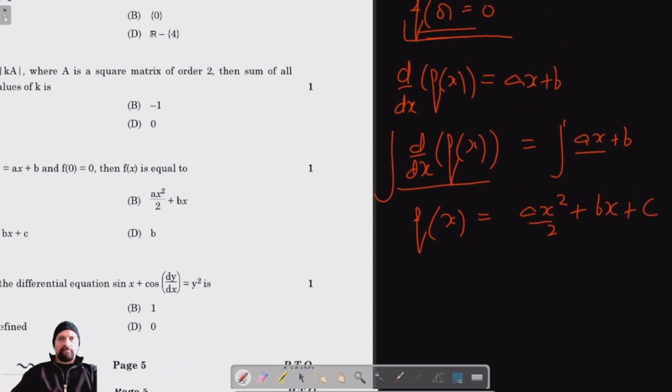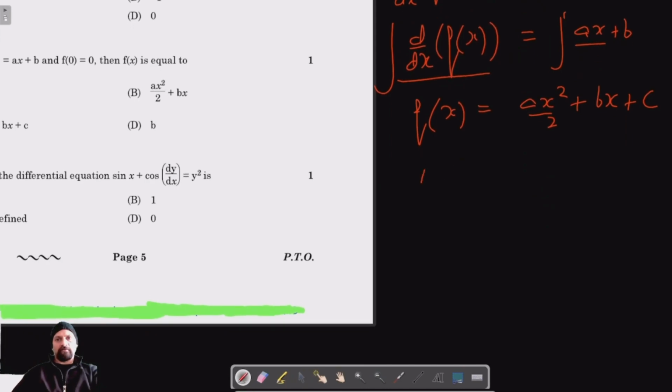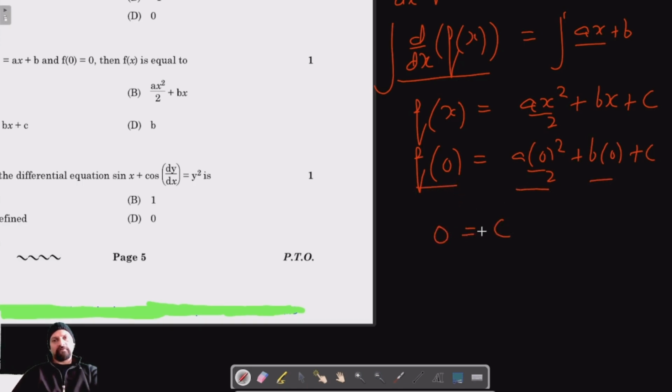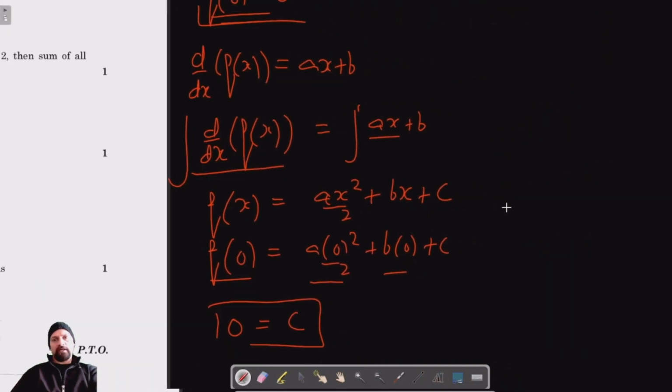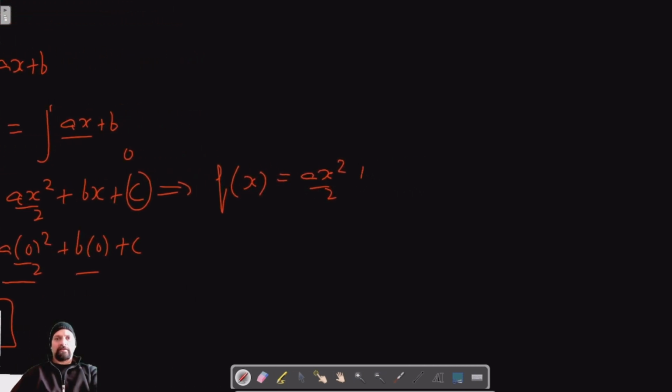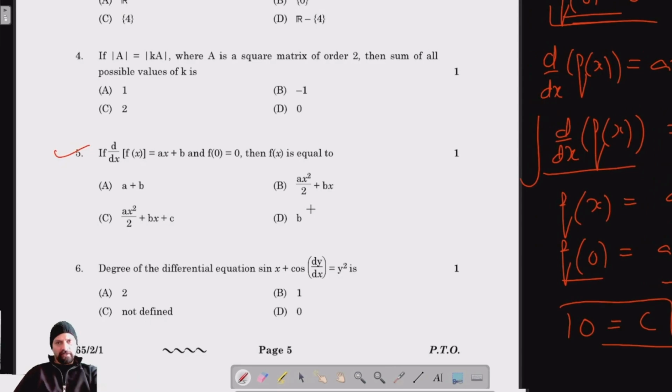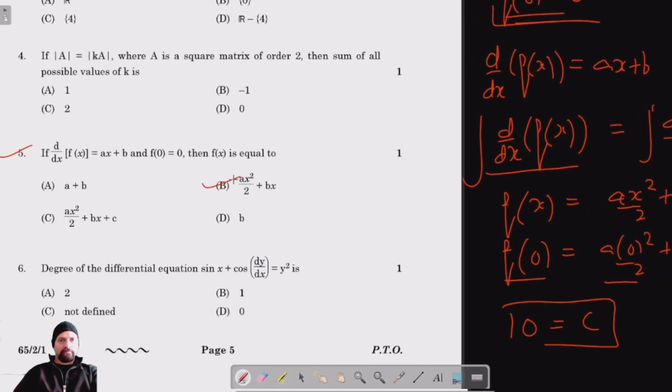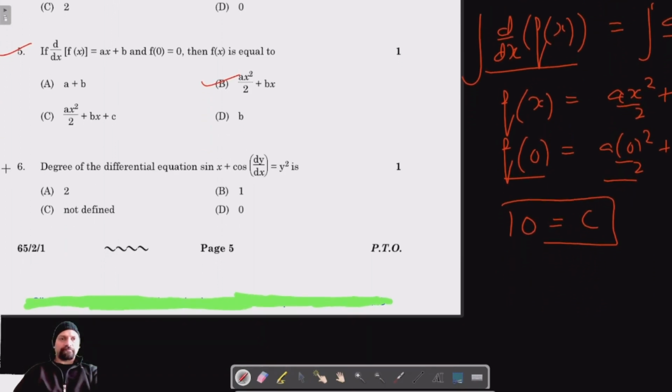Okay, now it's given that the value of the function at 0 is 0. So if I calculate the value of the function at 0, this is a into 0 squared by 2 plus b into 0 plus c. So this is 0, this is 0. And when the function at 0 is 0, c is equal to 0. And now let's replace the value of c. So the function is ax squared by 2 plus bx. This is our answer, and it should be option B.